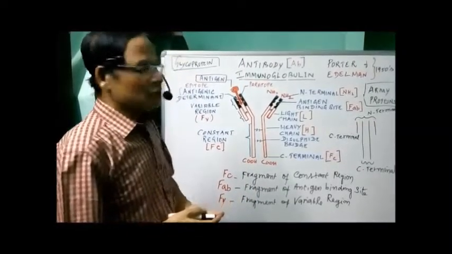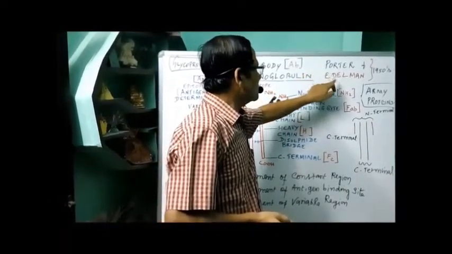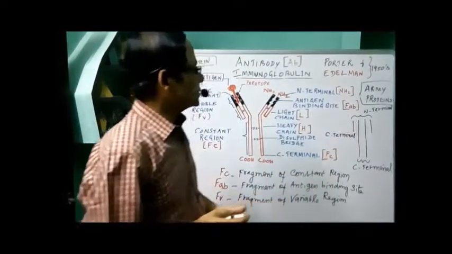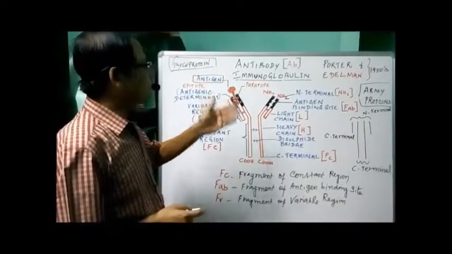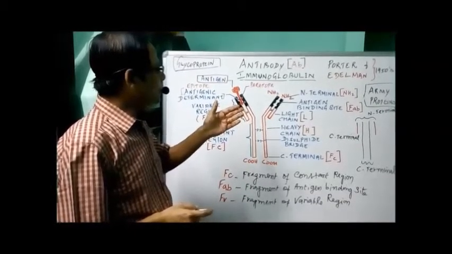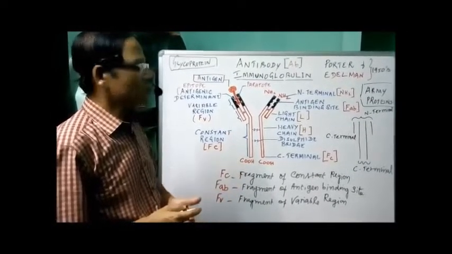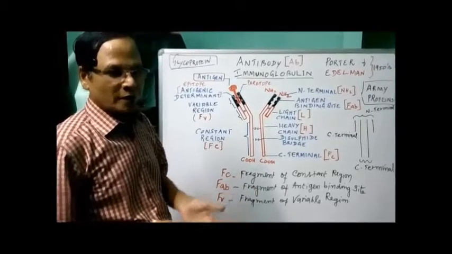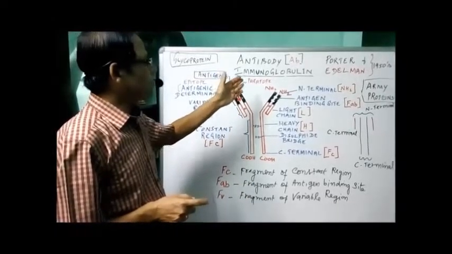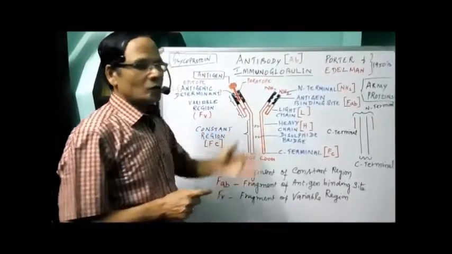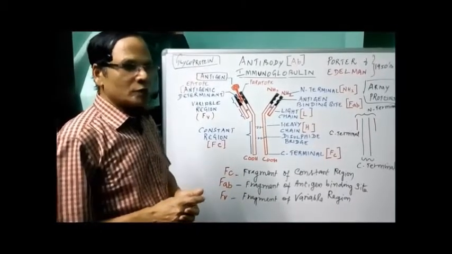Now let's see the structural aspects. It was Porter and then Edelman in the 1950s who revealed the structure of the immunoglobulin molecule. They explained the Y-shaped structure of the immunoglobulin molecule, particularly IgD, IgE, IgG. These are all the types. They described the monomer, the molecular structure of the immunoglobulin molecule, the Y-shaped molecule. It is a glycoprotein, a protein.